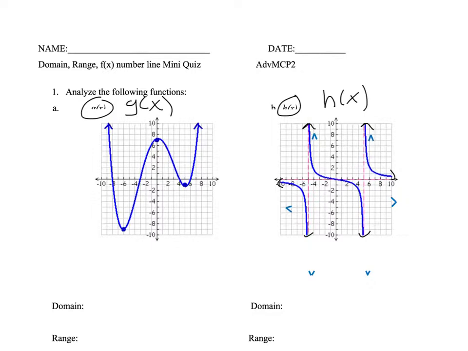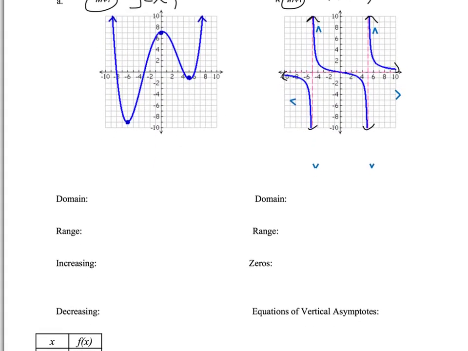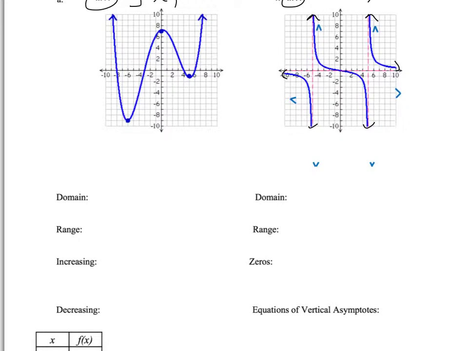First, we had to analyze this function g of x and figure out the domain, range, and the increasing and decreasing intervals. This looks like a quartic function. There are no discontinuities, so the domain is negative infinity to infinity. The function is smooth and continuous. The range looks like there's an absolute minimum value of -9, and for all y values greater than -9, there is an x value that will produce that y value. So the range is all y values greater than or equal to -9.